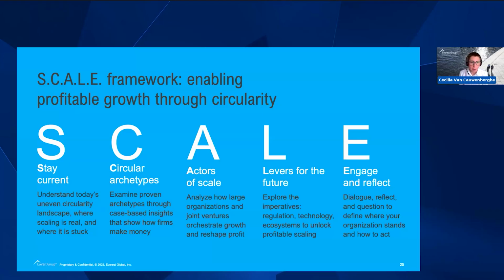The A is for the Actors of scale. Circularity at industrial scale is not a solo act, it requires ecosystems. That's the main point here in the conversation. There are also different ways that companies can leverage complementary strengths. Beyond joint ventures, neutral host operators are emerging as well.